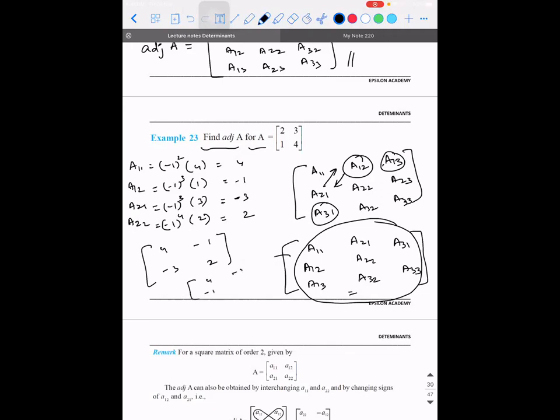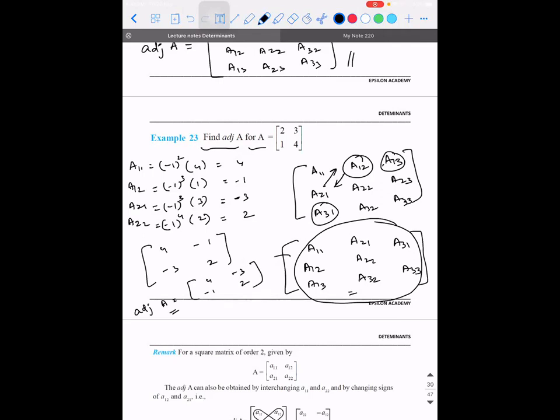4 minus 1, 3. 4 minus 1. Yes. So the left side diagonal elements will be the same. Right side diagonal elements will get exchanged. 4, minus 3, minus 1, 2. So this is the adjoint of the 2 by 2 matrix that is given.